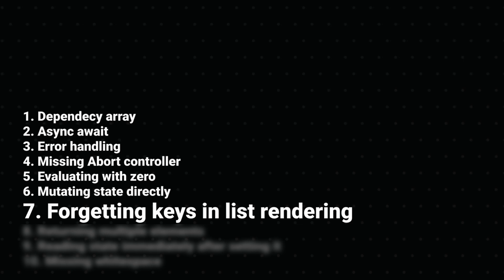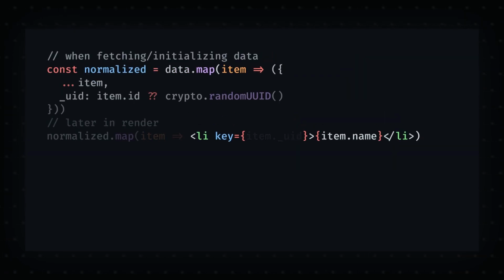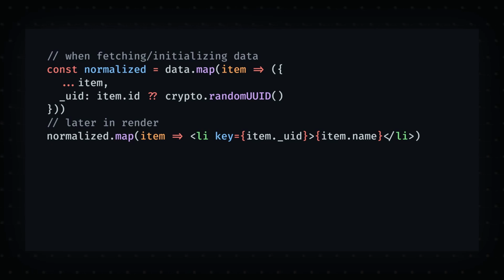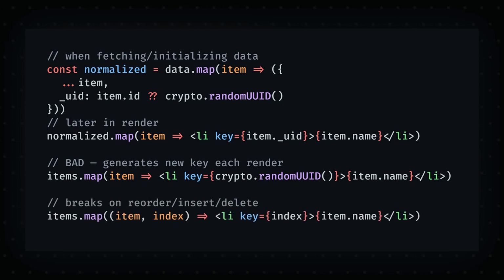When rendering an array of elements, always pass a stable unique key to each item. React uses keys to match elements between renders. Without them you will get warnings and incorrect updates. Prefer a real ID from your data. If your items don't have IDs, generate an ID once when the data arrives or when the items are created. Don't generate keys during render. Avoid using the array index as a key unless the list is truly static and will never be reordered, inserted into, or filtered.